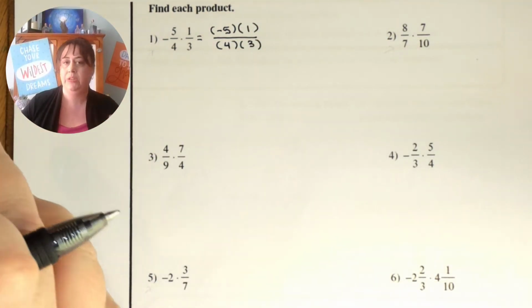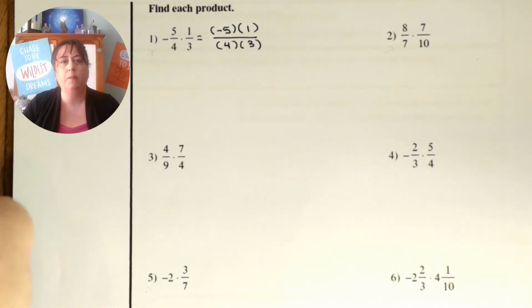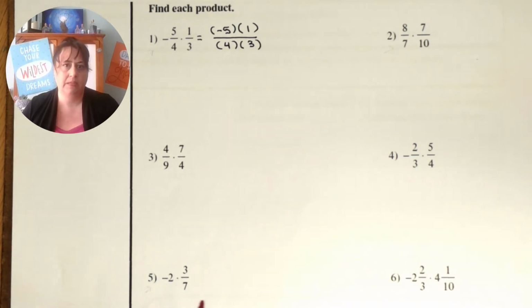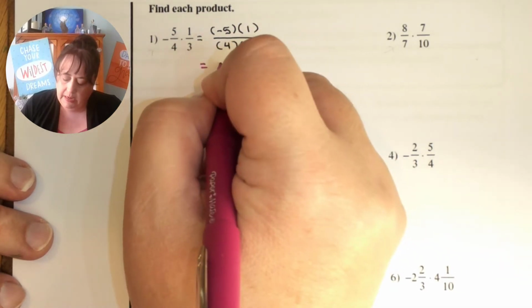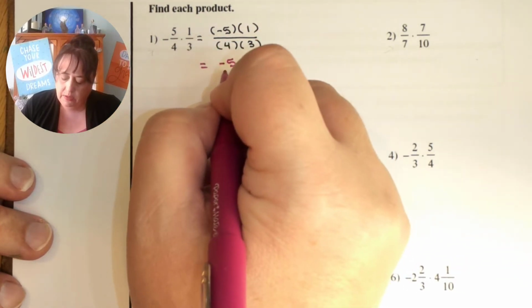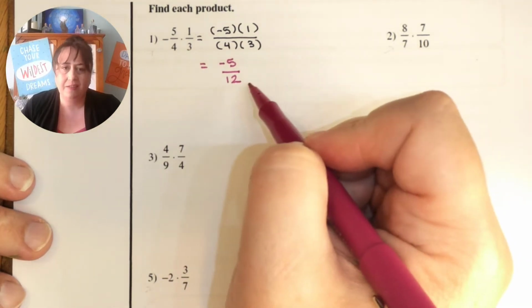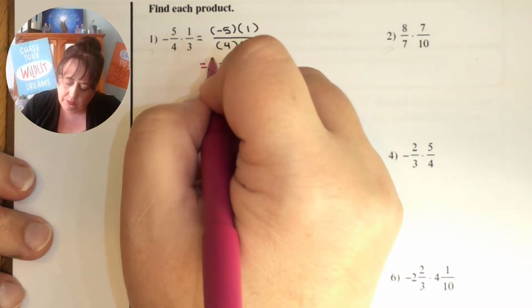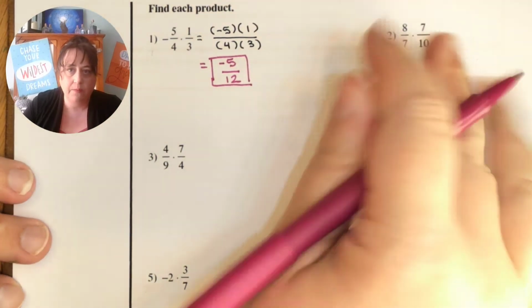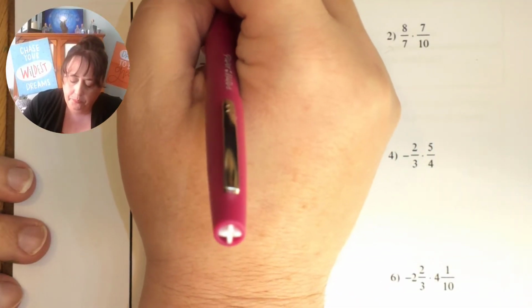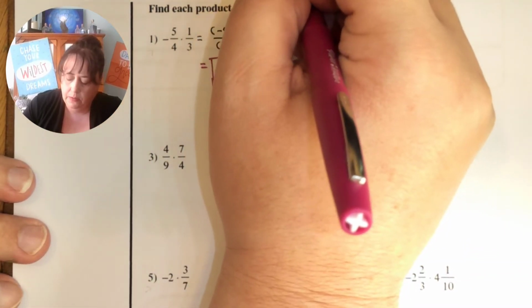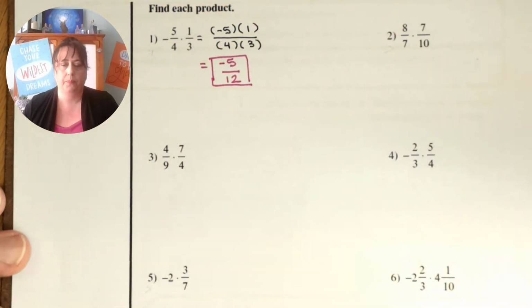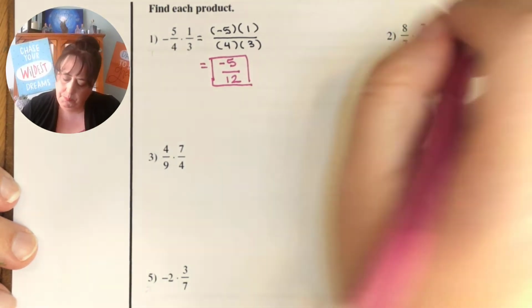Rewrite your problem. We always show a little bit more than we need to because we want to be thorough and we want to make sure we don't make silly mistakes by doing too much in our head. So -5 times 1 is a -5 and 4 times 3 is 12. 5 doesn't go into 12. This is already reduced. Let's go ahead and write that up at the top. Always reduce. Let's go ahead and jump on over to number 2.